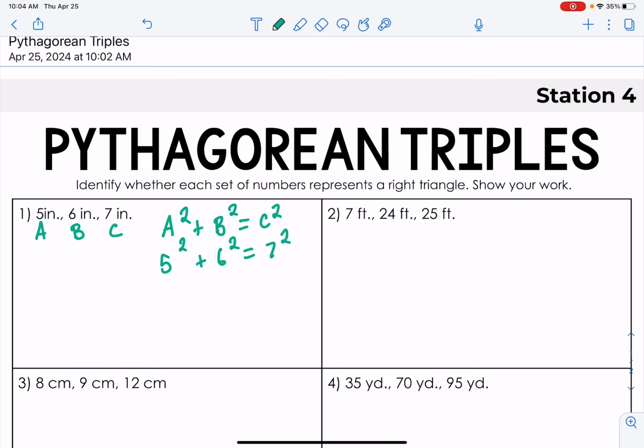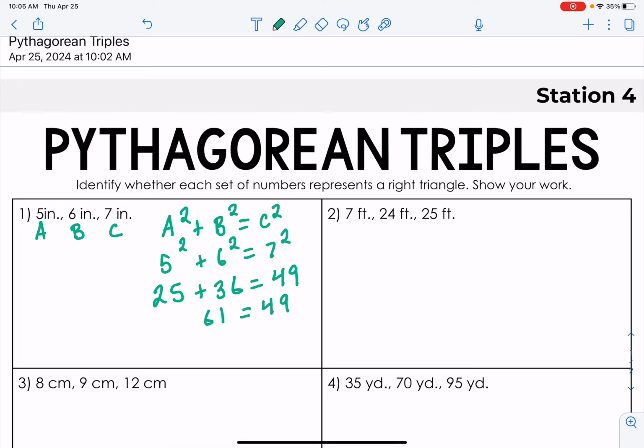From there, we are going to go ahead and simplify the exponents. So remember, 5 to the power of 2, or 5 squared, is the same thing as 5 times itself. 5 times 5 is 25. 6 squared, 6 times 6, is 36. 7 squared, 7 times 7, is 49. Okay. From there, we're going to simplify even further by adding 25 plus 36 gives us 61.